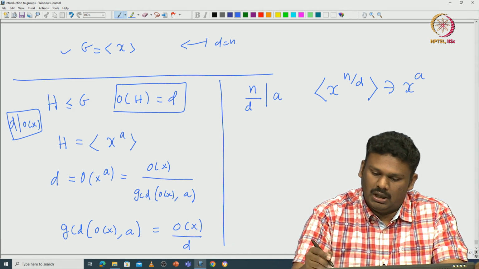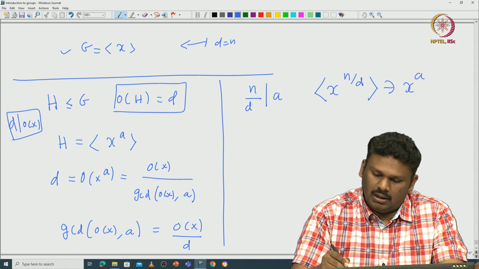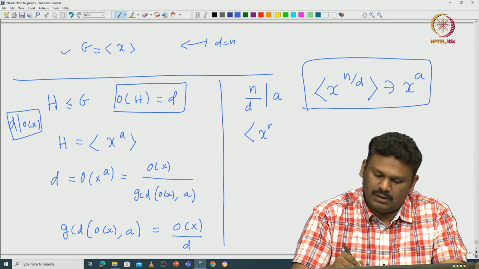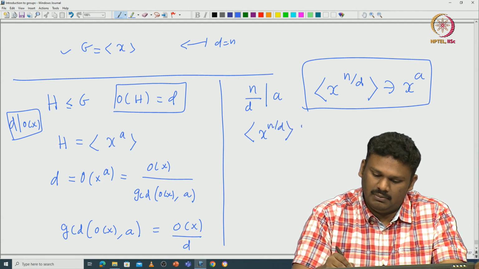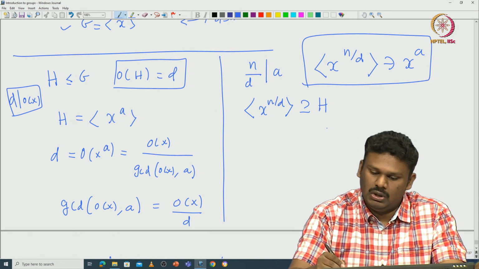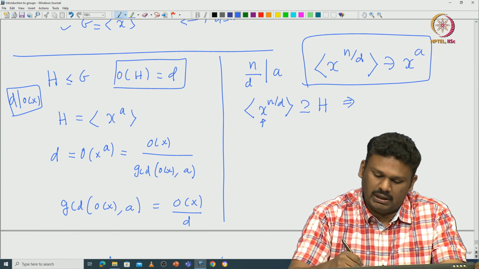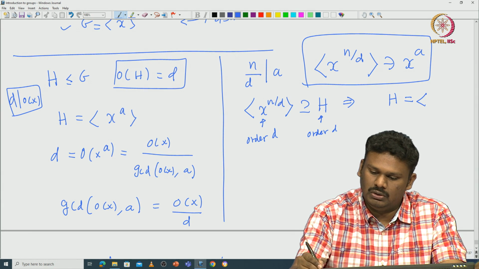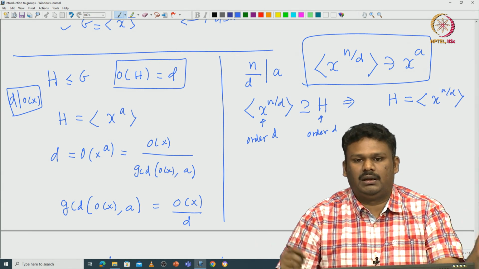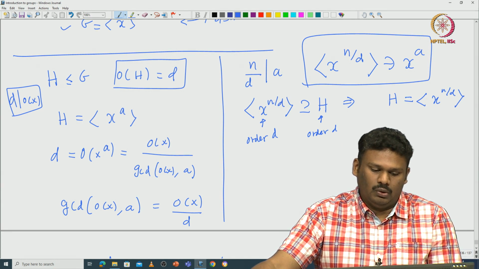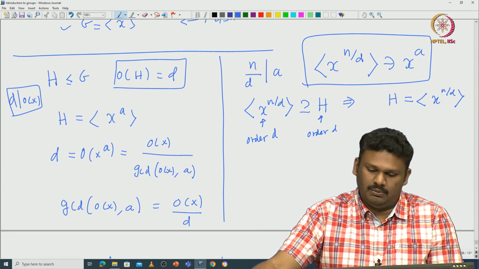Okay. So, now you can see that this x power a is contained in this subgroup. So, that forces that the subgroup generated by x power n by d must contain h. But what is the order of h? Order of h is d. So, this forces that this has order d and this has order d. So, that forces that h must be equal to the subgroup generated by x power n by d. Okay. So, this proves that if h is another group which has order d, then that must coincide with this.